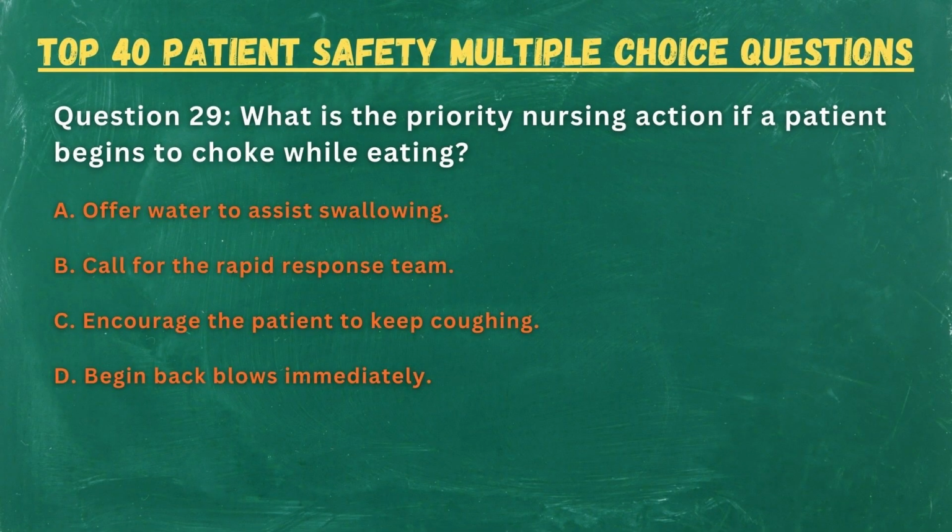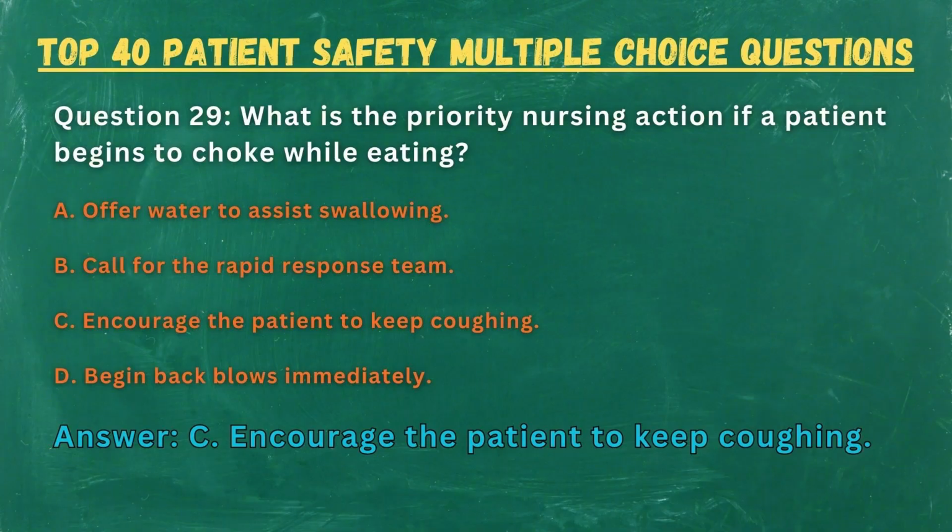Question 29. What is the priority nursing action if a patient begins to choke while eating? A. Offer water to assist swallowing. B. Call for the rapid response team. C. Encourage the patient to keep coughing. D. Begin back blows immediately. Answer. C. Encourage the patient to keep coughing.